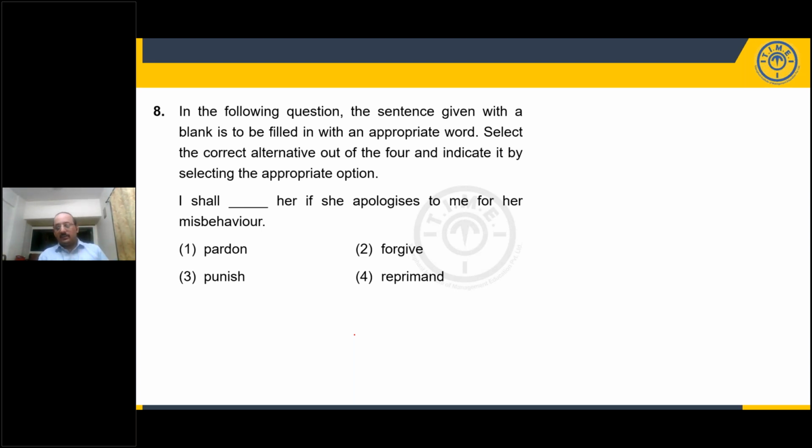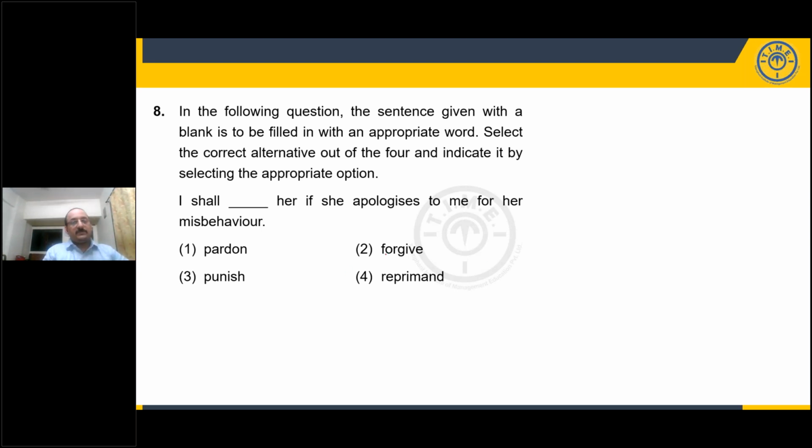I shall dash her if she apologizes to me for a misbehavior. To apologize is to say sorry. So when someone tells you sorry, you forgive the person, right? So by that logic, option number 2 seems correct. To pardon the person is again in a way to forgive, but then with an apology, you don't pardon somebody. You pardon somebody when the person has done something wrong, has not done anything to correct it, and still you pardon the person. Like the president pardoned the criminals and waived off the capital punishment given to them.